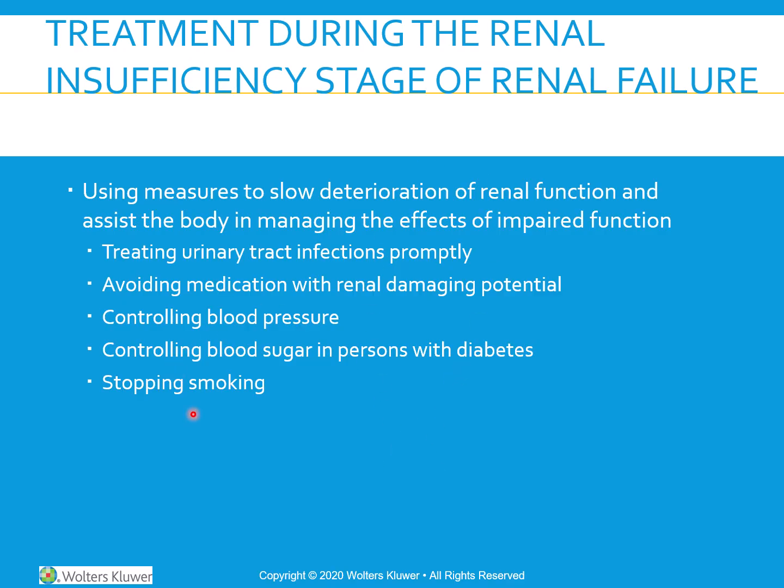So we need to aggressively treat any urinary tract infections promptly. We need to avoid administering any medications that could potentially damage the kidneys. We need to aggressively keep their blood pressure under control. We need to aggressively keep blood sugar under control in patients with diabetes. And any patient with renal impairment who smokes needs to stop doing so.